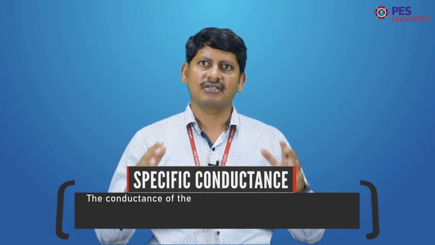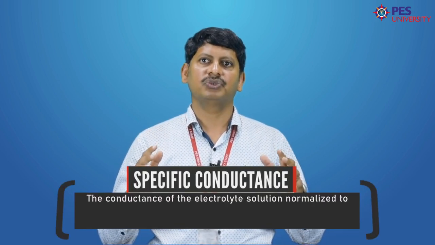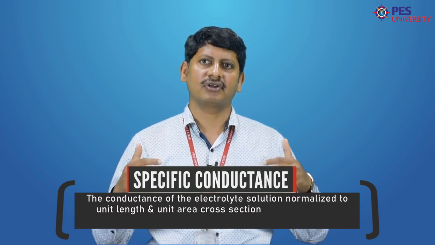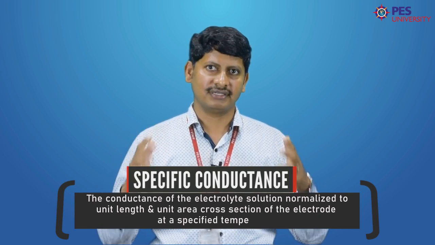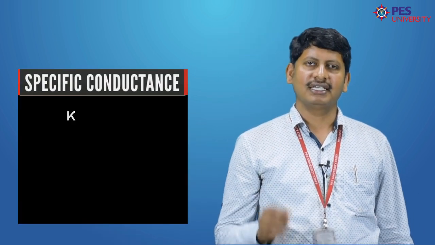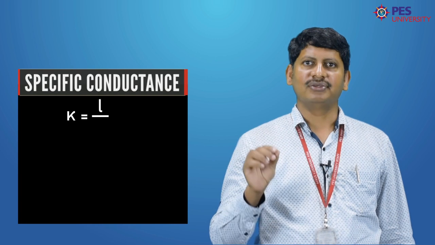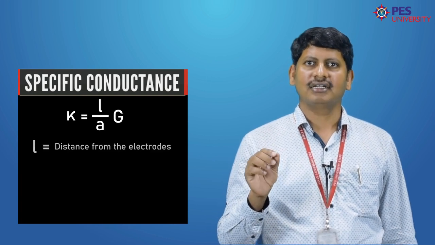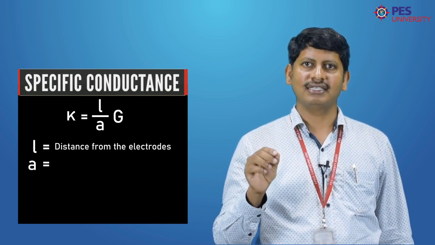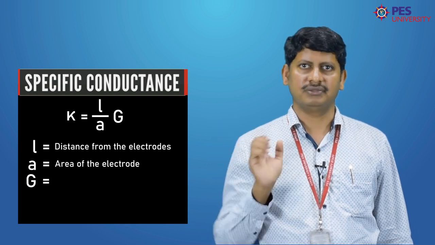We know that G is inversely proportional to R, where G is observed conductance, that is in Siemens, and R is nothing but resistance. Specific conductance is the conductance of the electrolyte solution normalized to unit length and unit area of cross section of the electrode at a specific temperature. Specific conductance kappa is given by kappa = (L/A) × G, where L is distance between the electrodes, A is area of the electrodes and G is observed conductance.